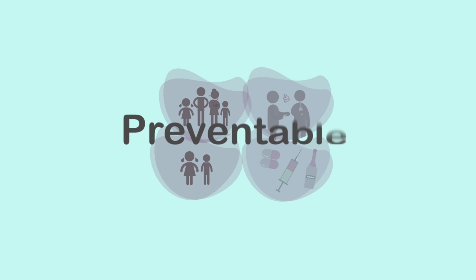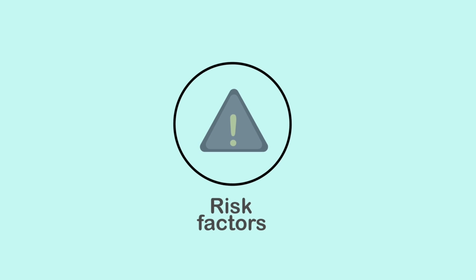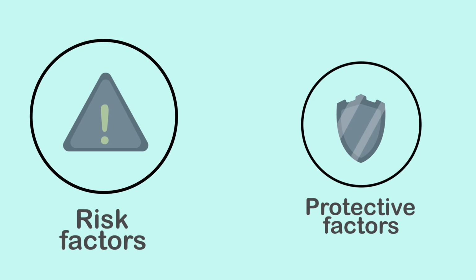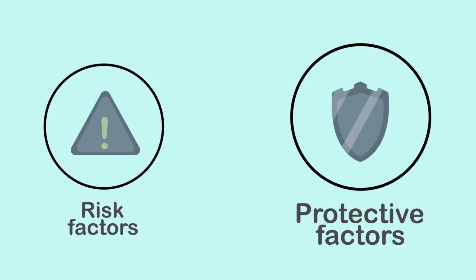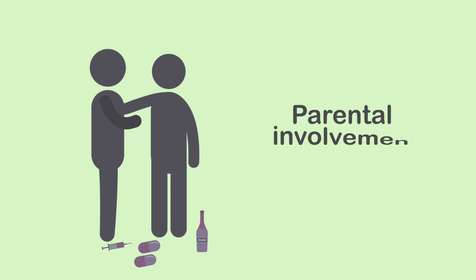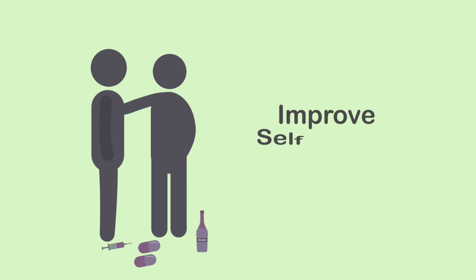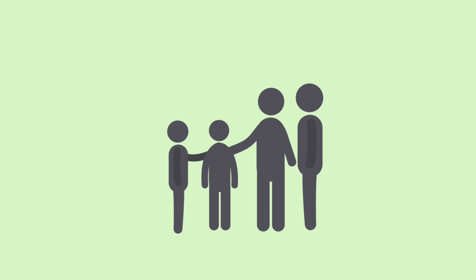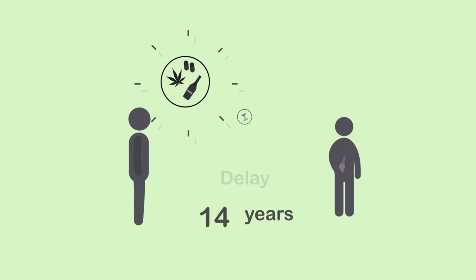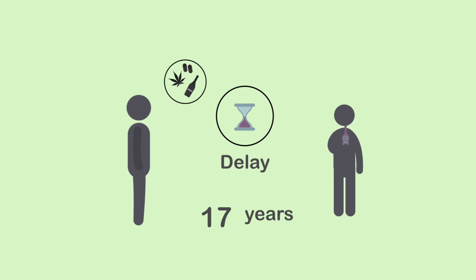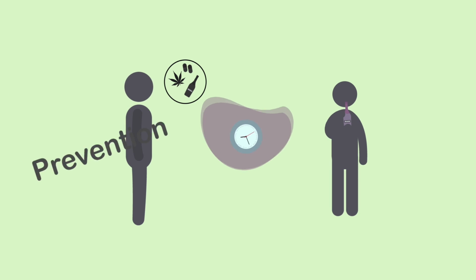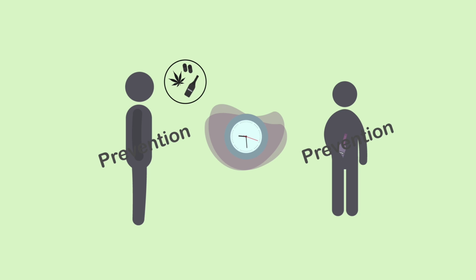Addiction is preventable. The key factors that aid in preventing addiction can be categorized into 2 parts: risk factors and protective factors. Protective factors range from parental involvement, programs that improve self-control, limiting availability, and increasing attachment to your community. Another key element in preventing substance use disorders is to delay when use begins. Put simply, prevention is about delaying the onset of first use.